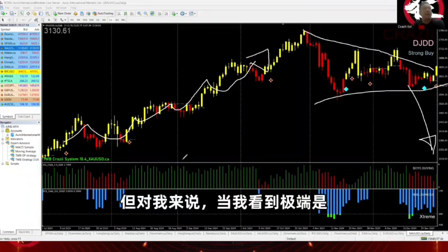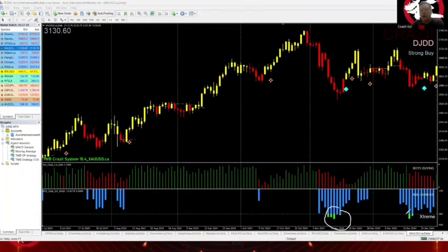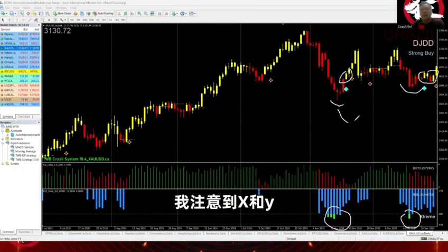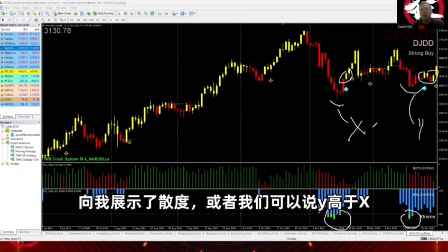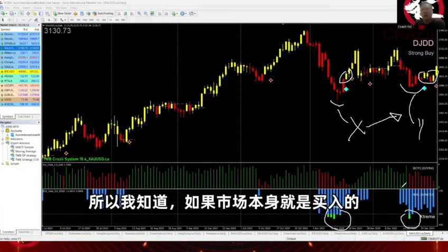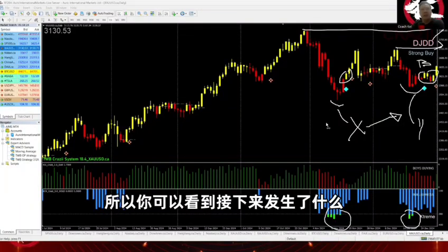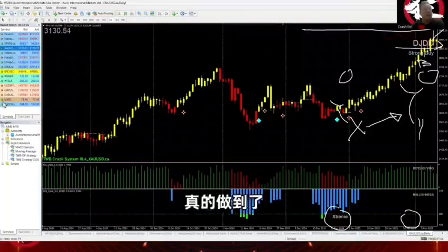But in my own way, when I see the extremity hit, I look at the low point at the interchange of the coloration of the R and Y, and I notice that X and Y show me a divergence, meaning Y is higher than X. So I know that if the market is a buy here, it will definitely go up and hit those technical points, because those who are short in the market will be badly hit. You can see what happened next. The market really did it.